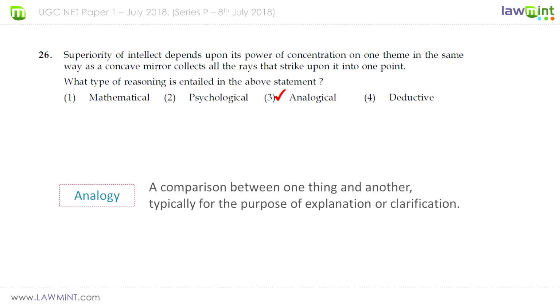Question number 26. Here the power of concentration is being compared to a concave mirror. So this sort of a comparison between two different things is called an analogy. For example, if a car is compared to a cheetah, in the sense both of them can run very fast, the comparison between these two is called an analogical type of reasoning. So the answer choice 3, analogical, will be the correct answer.